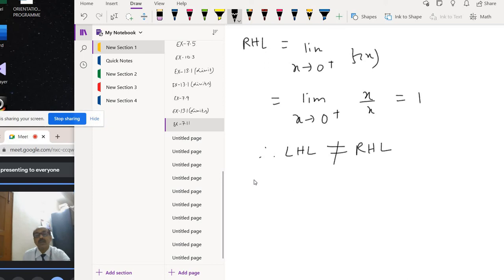So hence f(x) does not exist at x equal to 0.